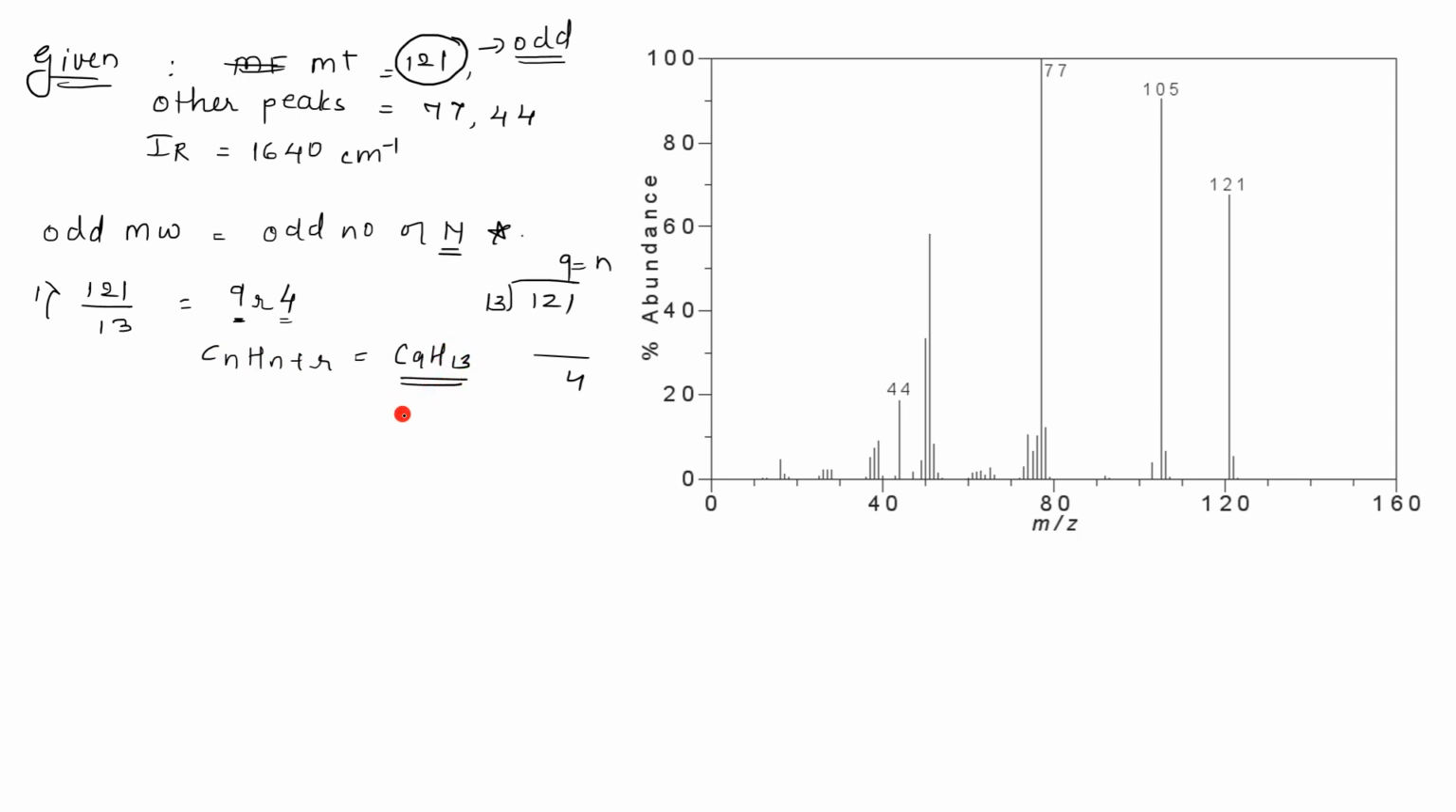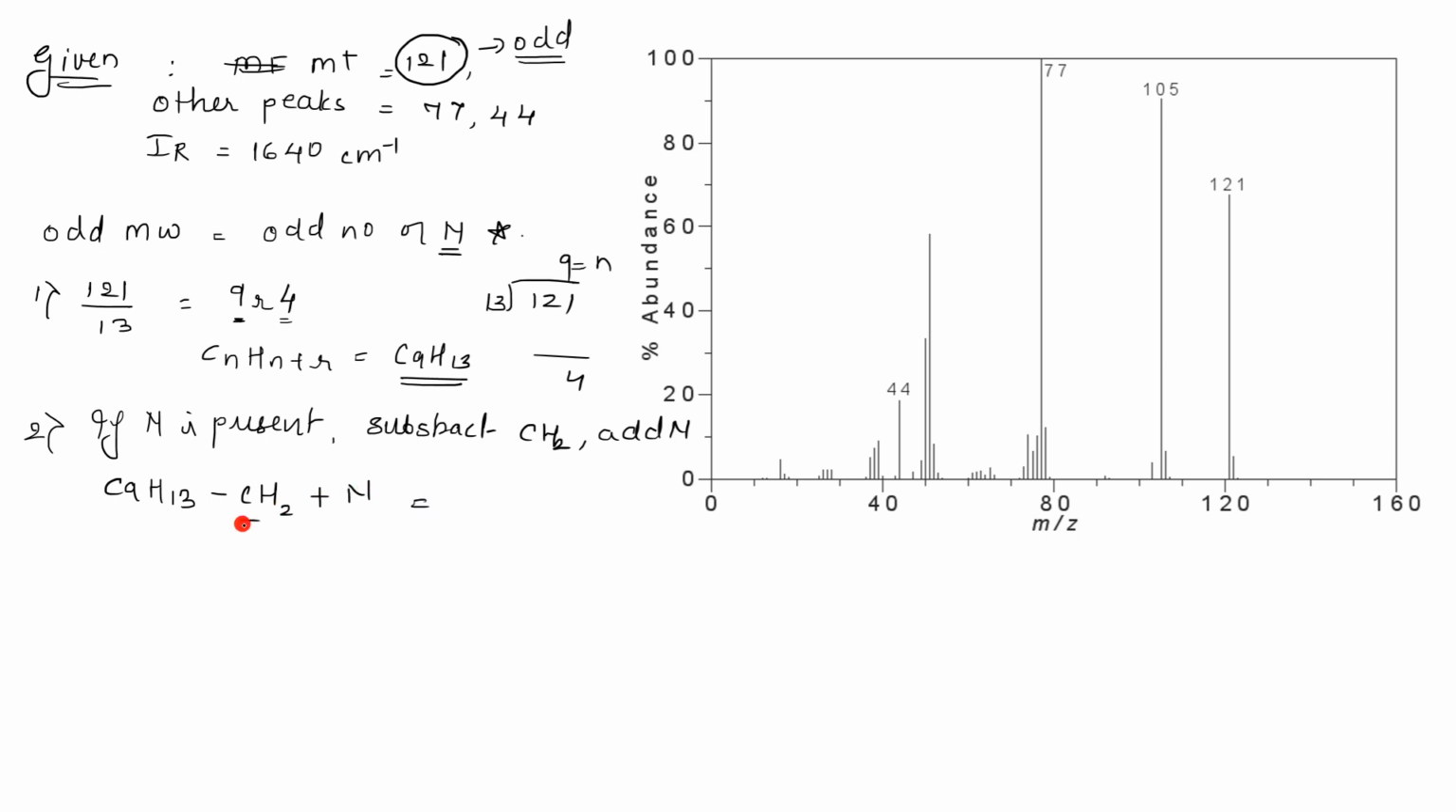So we have found the basic formula, but we know that nitrogen is present. From the rules we studied, if nitrogen is present, subtract CH2 and add nitrogen. So in the formula C9H13, we subtract CH2 and add one nitrogen. One carbon is reduced and two hydrogens are reduced, so you get C8H11N. This much is formed.